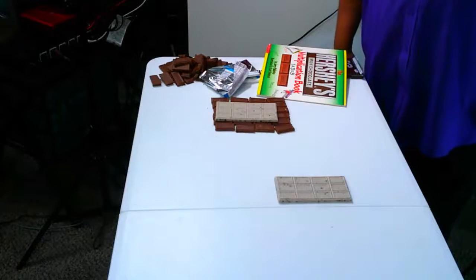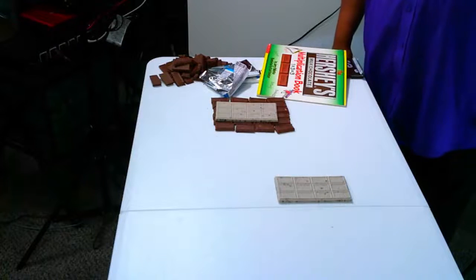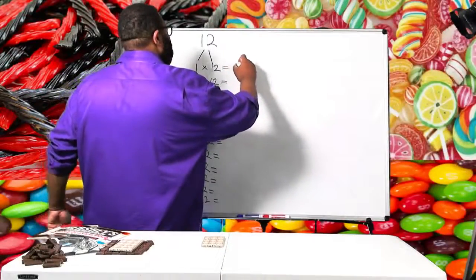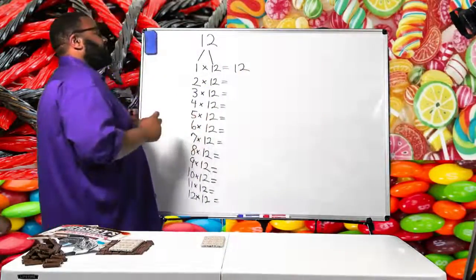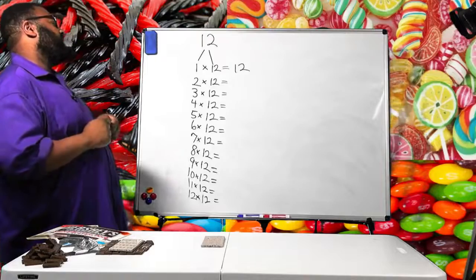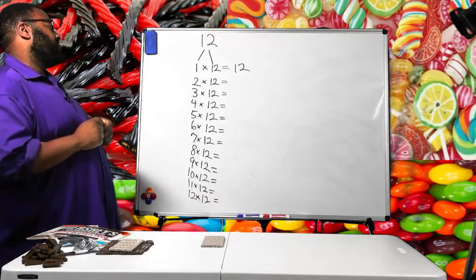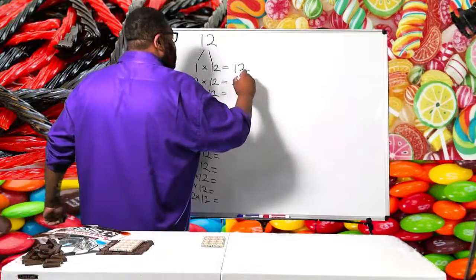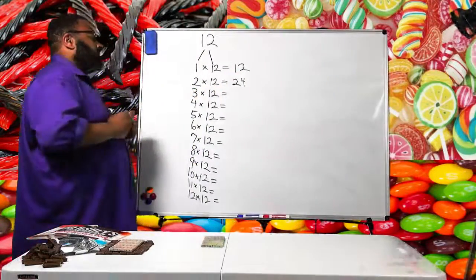All right, one group of 12, as we showed before, is going to be 12. Okay? Two groups of 12 is going to be 24. Okay?